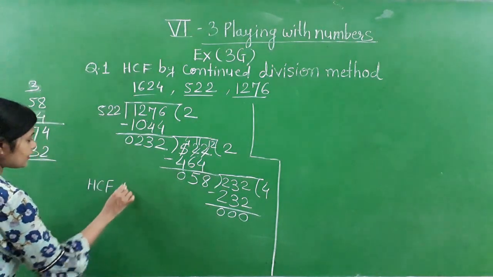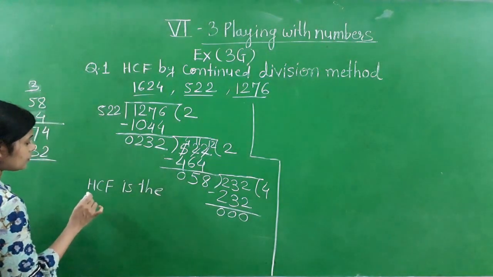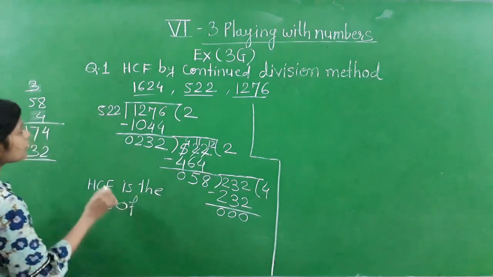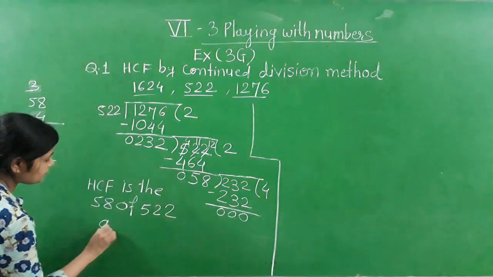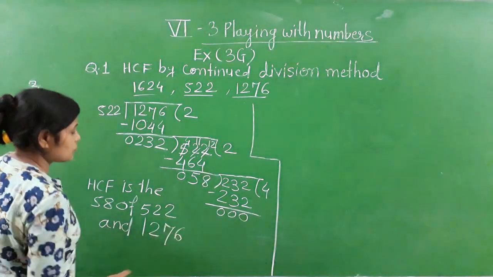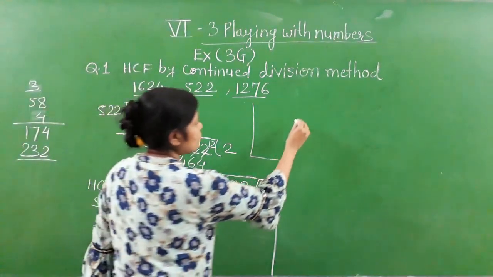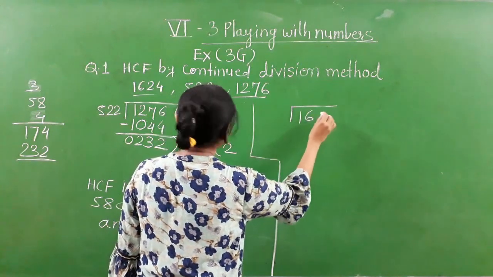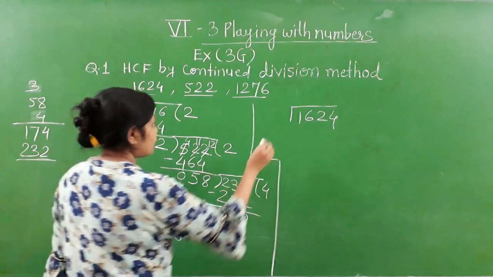This is the HCF, 58. 58 is the HCF of which numbers? That is 522 and 1276. Now by this HCF we will divide this number. Okay. So we'll write it here, that is 1624 will be divided by 58.